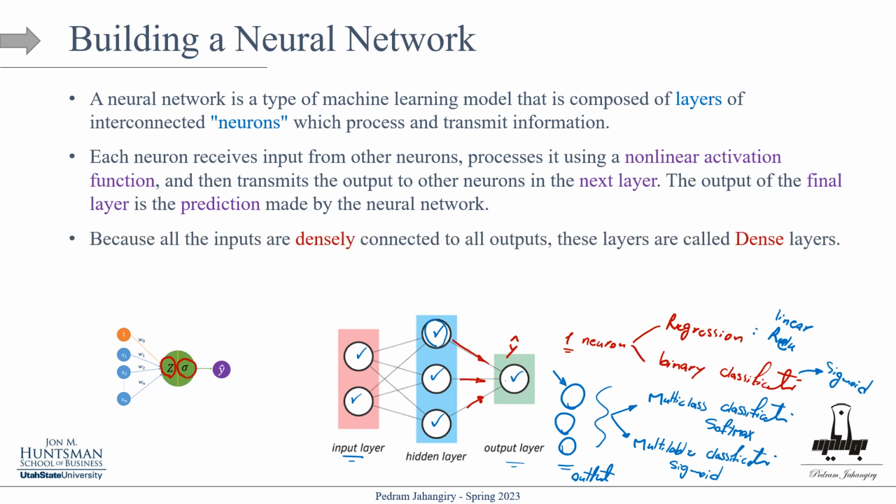Because all the inputs are densely connected to all the outputs, these layers are sometimes called dense layers, right? As you can see here, for example, the input layer is connected to all the neurons. So we call them dense layers, because they are all connected. Inputs and outputs are all connected to each other. And one last thing I wanted to say is that the output layer can be either single output or multiple output. We already talked about it: single output, regression or binary classification; multiple output, multi-class classification and multi-label classification. All right.